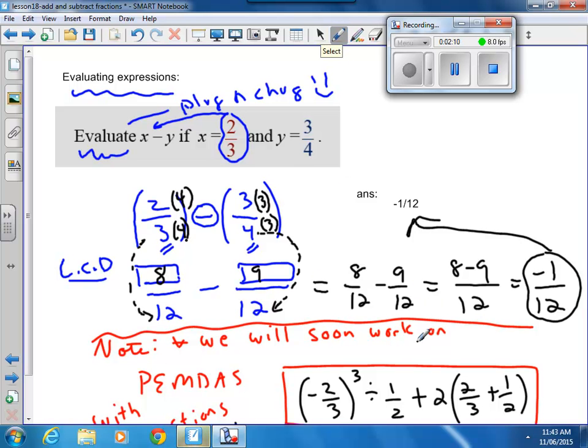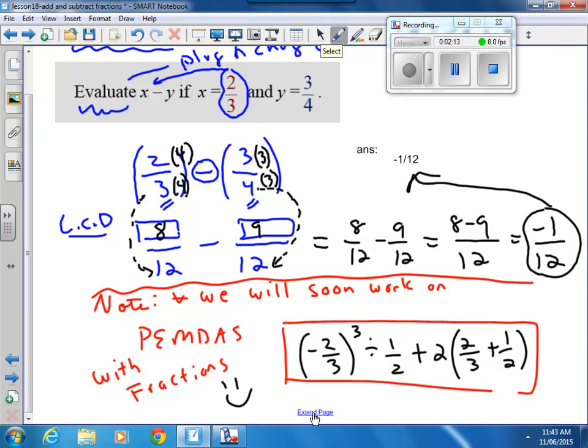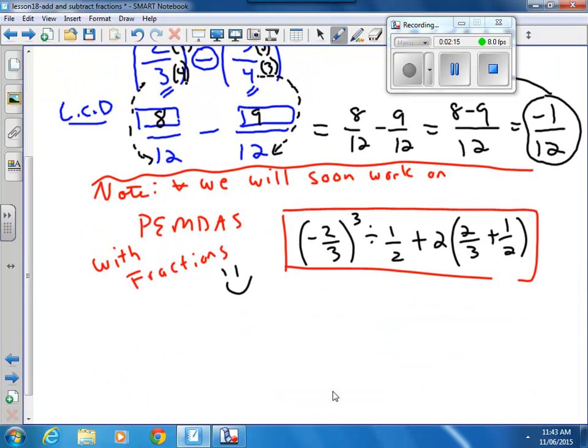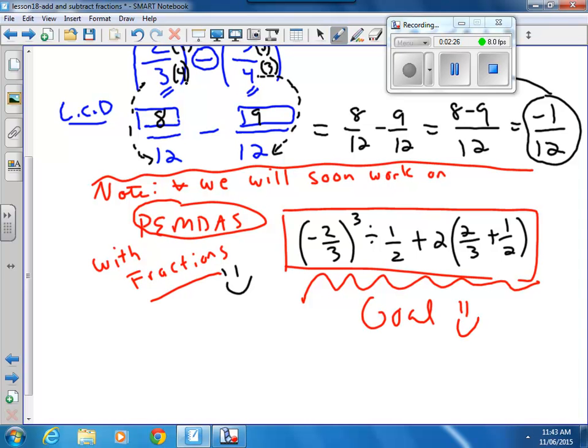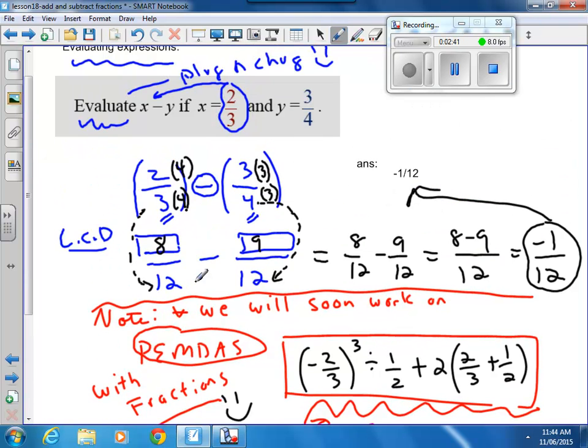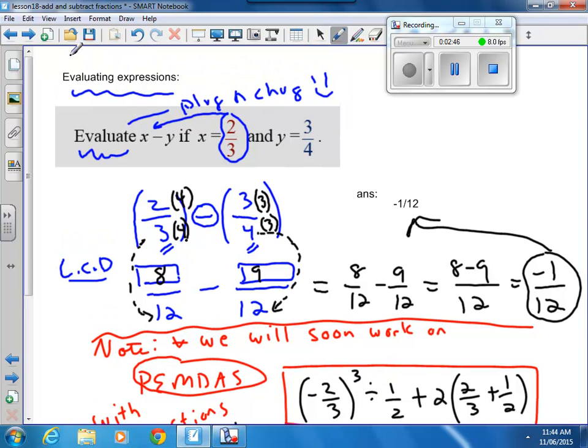Okay, now something to bear in mind. Now that we know how to add, subtract, multiply, and divide fractions and perform powers of fractions and our negative signs, it's going to be our goal very shortly to be able to perform PEMDAS with fractions. So I want something like this to be your goal. We're not going to go there in this video, but -2/3 cubed divided by 1/2 plus 2 times this, you should be able to tackle something like that in the near future. Even now, we have enough skills to do that. You can play with that if you like. We're not really going to work on PEMDAS in this video. That's coming down the pipeline.